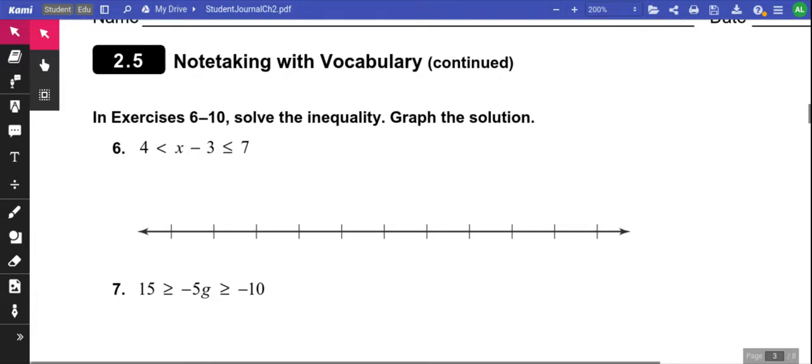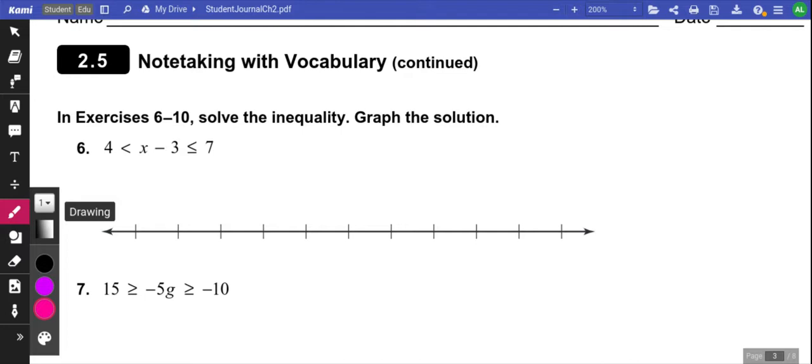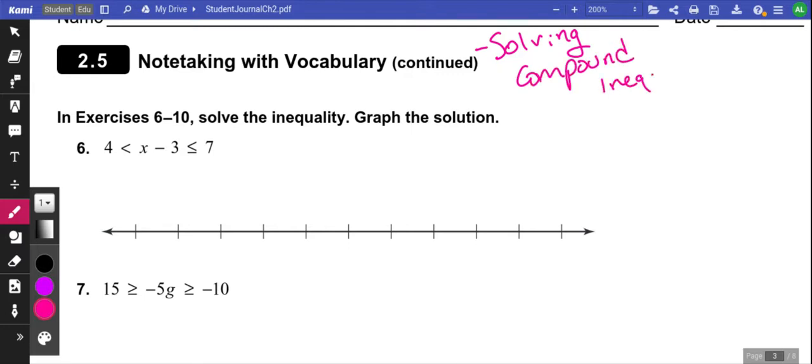We're going to continue on with 2.5. Now we're on day 2, which is solving these compound inequalities. On Friday we went through, okay, what is a compound inequality? How does this and or work when we're talking about a compound inequality? How do we graph them? And so now we're going to get into how do we actually go through and solve these compound inequalities.